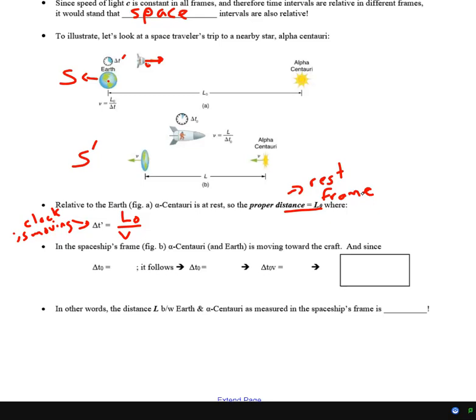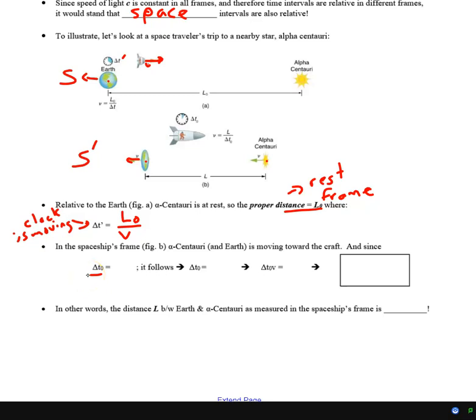Now let's switch to the different frame, the spaceship's frame, which is figure B. You can already see what they're going to see there, but recall, they don't see themselves moving. In fact, Alpha Centauri is coming at them at a velocity v, and the Earth is receding with a velocity v, one toward and one away. Since their clock is not moving, if they look at their clock, they're not moving. It's the Earth's clock moving. They would measure a certain time, and that would be the proper time, delta T naught.